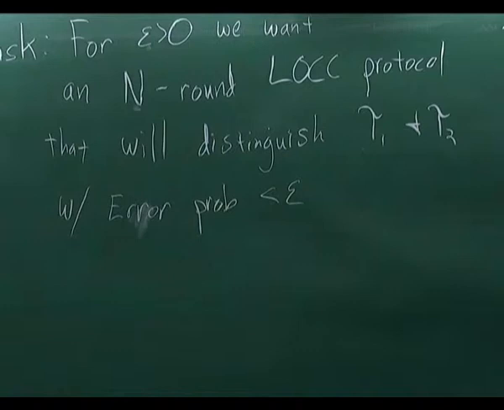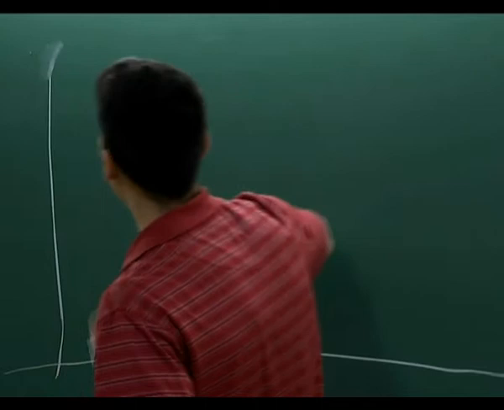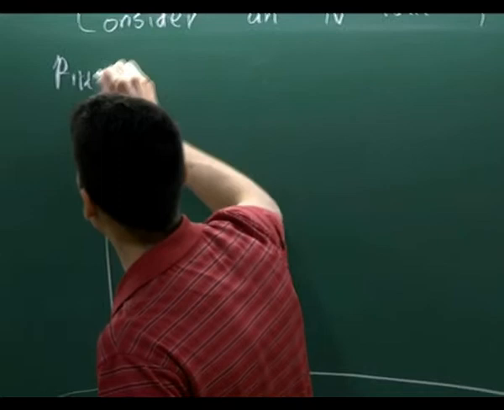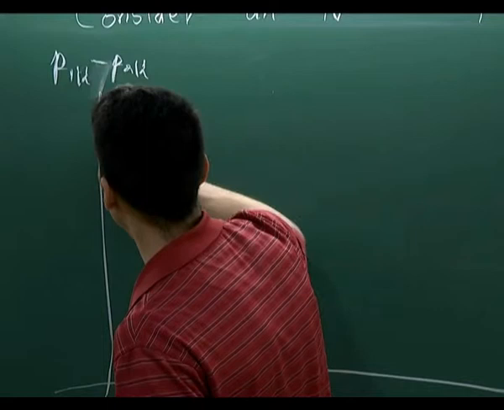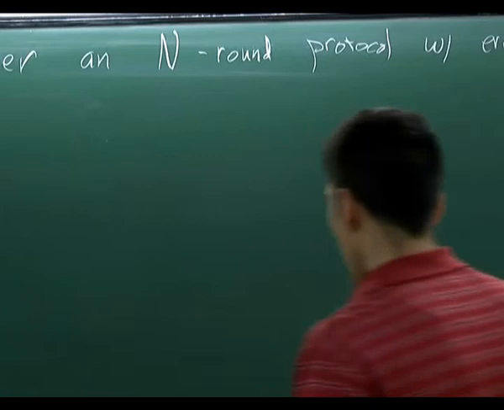So what we're going to do is chart this. On the y-axis here, this is going to be the difference of P1 given lambda minus P2 given lambda. So let's say this would be 1 here. And then on the x-axis is going to be rounds.